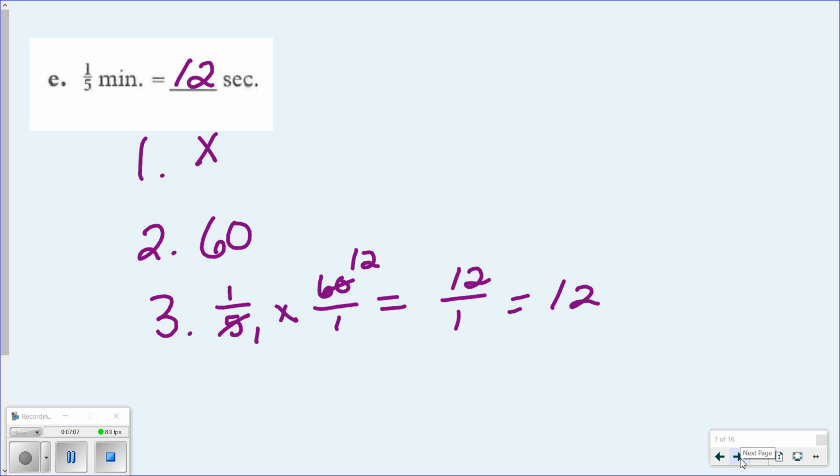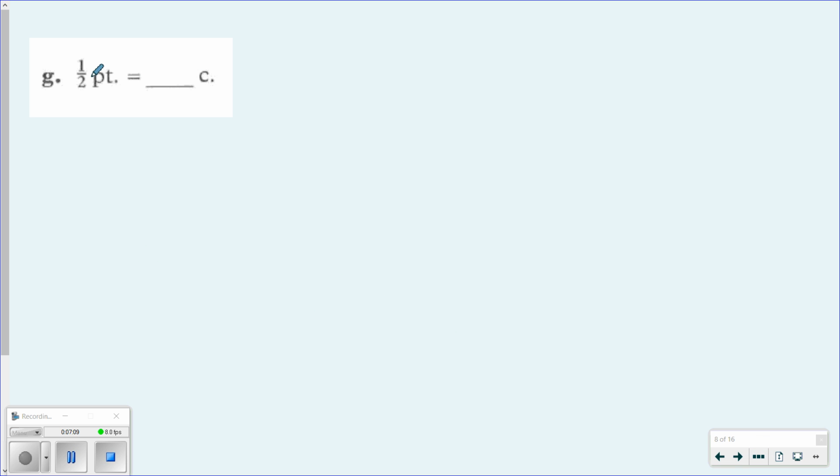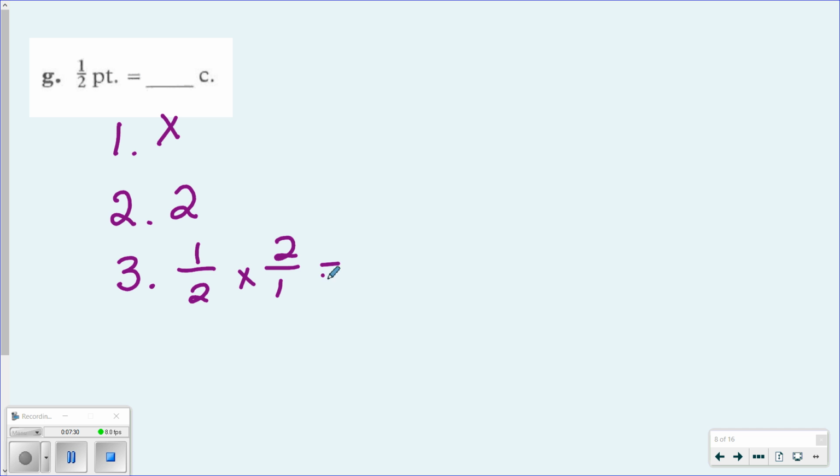All right, we're going to skip letter F. So let's look at G. All right. So we know pints are bigger than cups. So multiply. There are 2 cups in a pint. So we're going to say 1/2 times 2 over 1. We can cross cancel. So we still end up with 1 over 1.